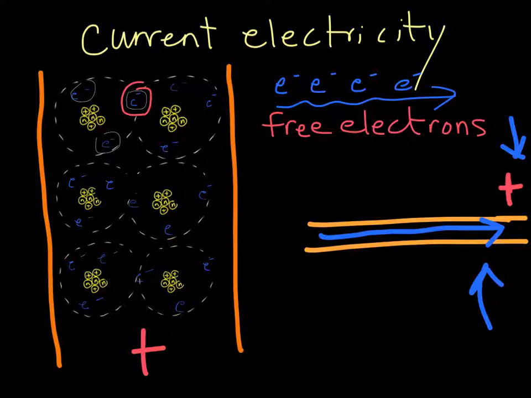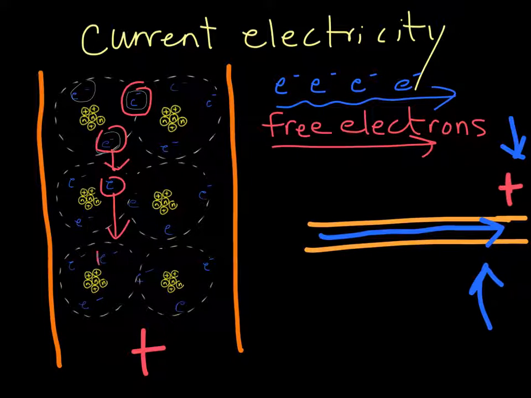So what happens isn't that all these electrons get in this line and go that way. It's that each electron moves to the atom next to it. So this one that I have circled here, this guy, will go this way, and this guy will go this way.